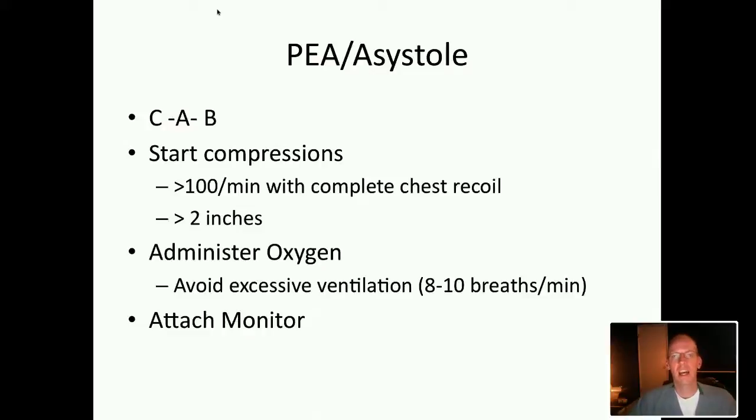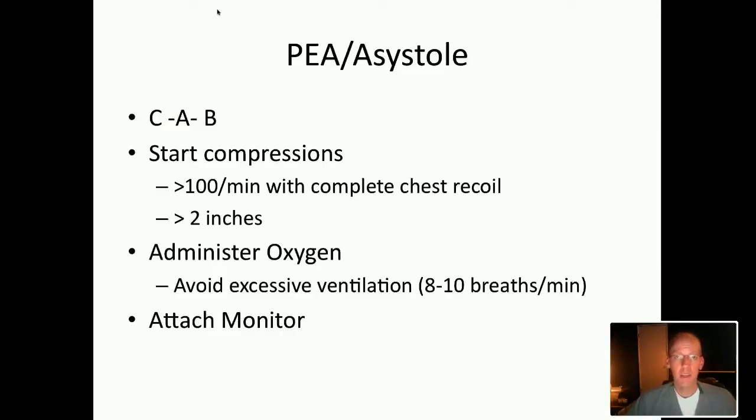You're going to do at least 100 times a minute, and you're going to allow for complete chest recoil, because, as we talked about before, this is how you generate the effectiveness of your compressions. And you want to push at least 2 inches, because you need to really get that full compression and then full recoil decompression. It's important that you administer oxygen, and in advanced settings, you're going to actually ventilate the patient with either bag mask ventilation, laryngeal mask airway, or endotracheal tube. But you're not going to overventilate, so your goal is going to be 8 to 10 breaths per minute.